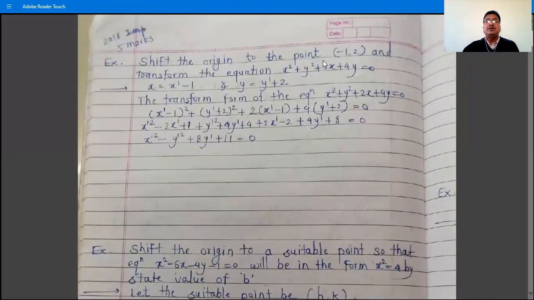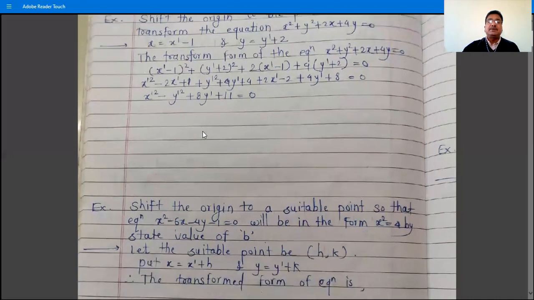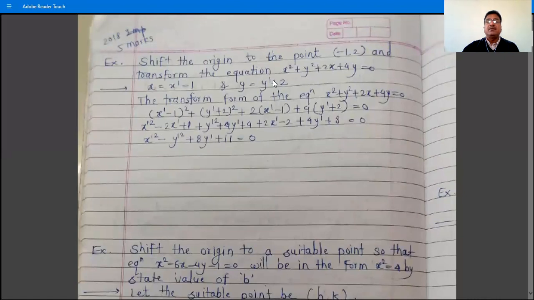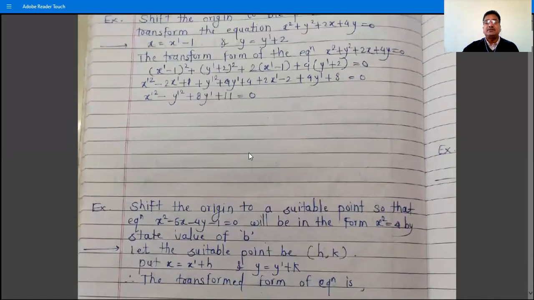Next, shift the origin to point (-1, 2) and transform this equation. So substitute x as x' + h, y as y' + k, meaning x = x' - 1, y = y' + 2. And then the transformed form of the given equation is what? Just substitute x as x' - 1, y as y' + 2. So after simplification, we have this answer. That is, this is the transformed form of this equation when the origin is shifted to the new point (-1, 2).